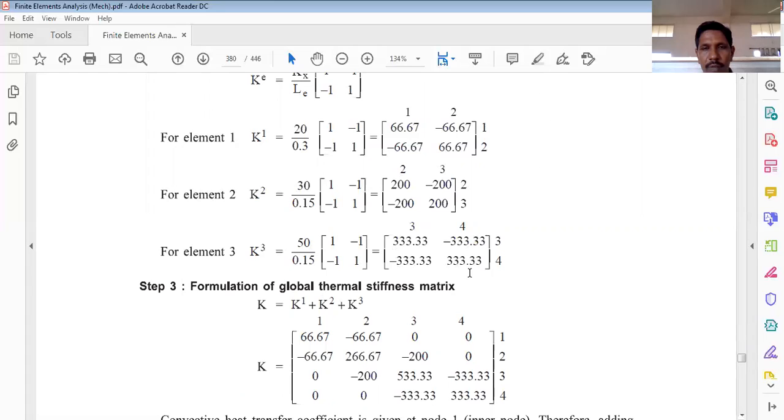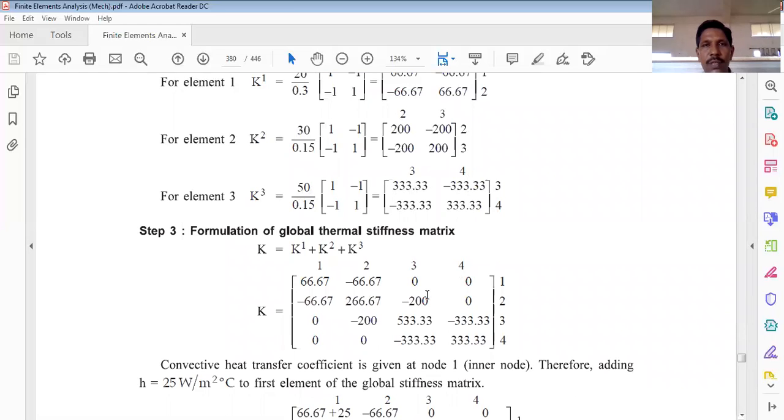And after simplification, we'll get this matrix. Element 3 is connected between node 3 and 4. The next step is to have the global stiffness matrix in the finite element formulation of this thermal problem. To have the global stiffness matrix, it is required to add the stiffness matrices of element 1, element 2, and element 3. When you add them together, globally there are 4 nodes with 4 temperature values.